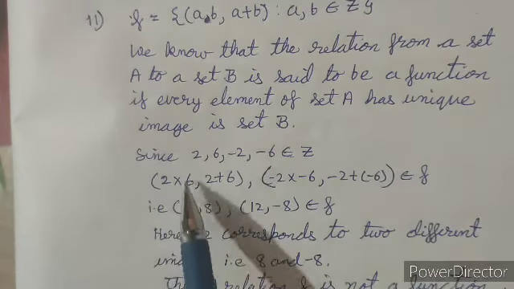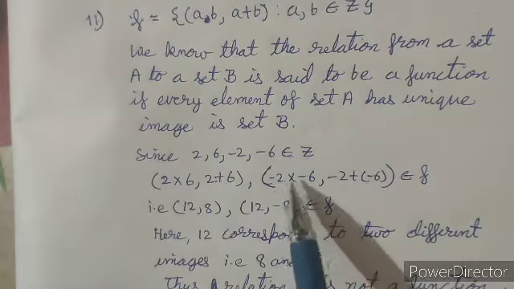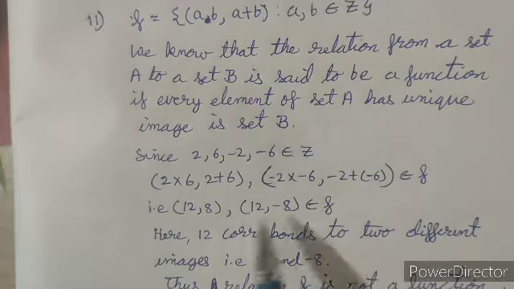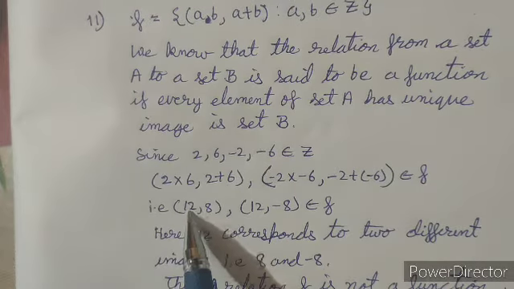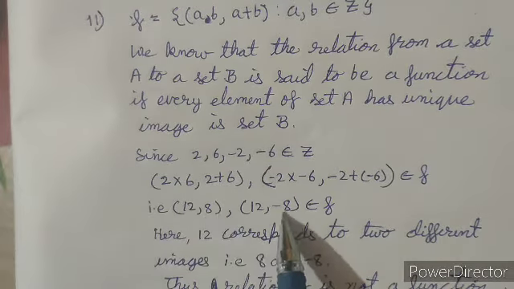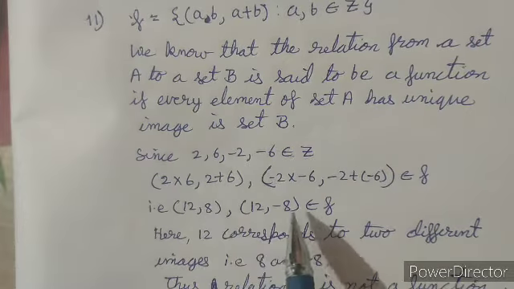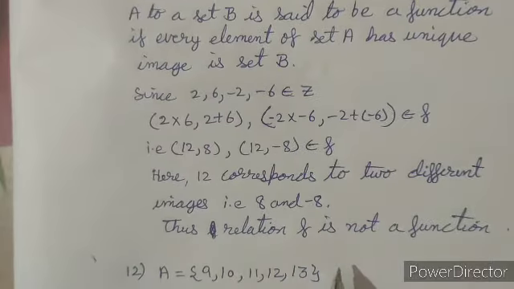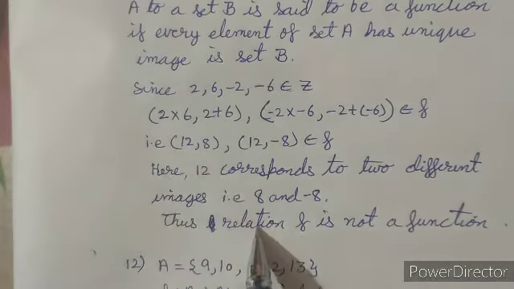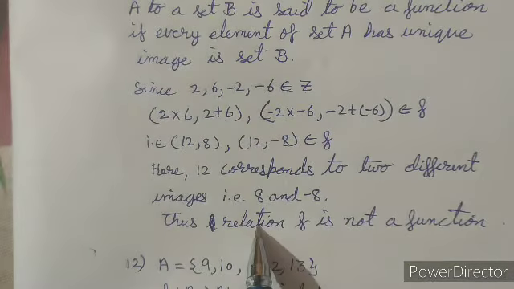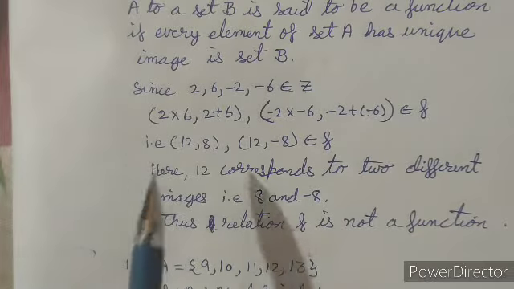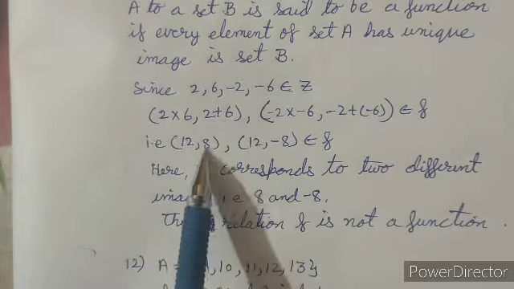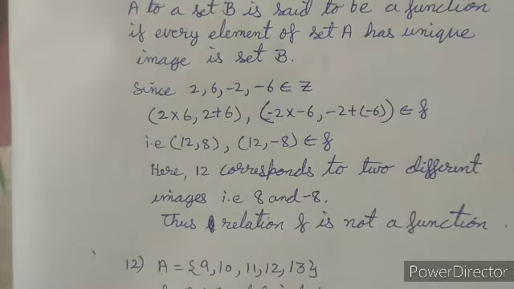Now here (12, 8) and (12, minus 8) belong to f. Here 12 corresponds to two different images, 8 and minus 8. Thus, the relation f is not a function, as 12 has two images, 8 and minus 8.